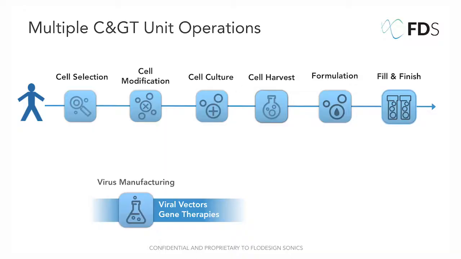If we look at the cell and gene therapy unit operations, whether you're autologous or allogeneic, you have to do a selection step. You do cell modification or engineering, you do cell culture, cell harvest, formulation, and fill and finish. And if we even look to viral vector manufacturing, you have some activity there.